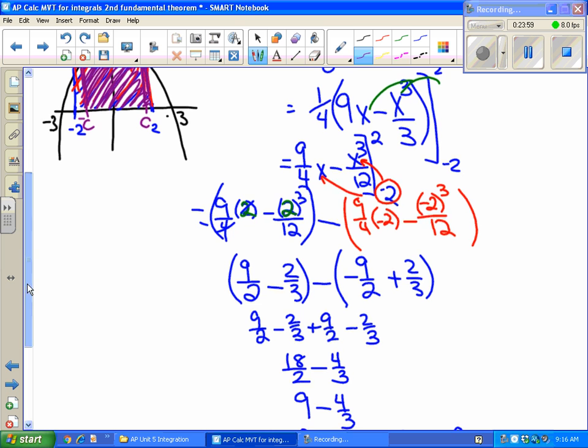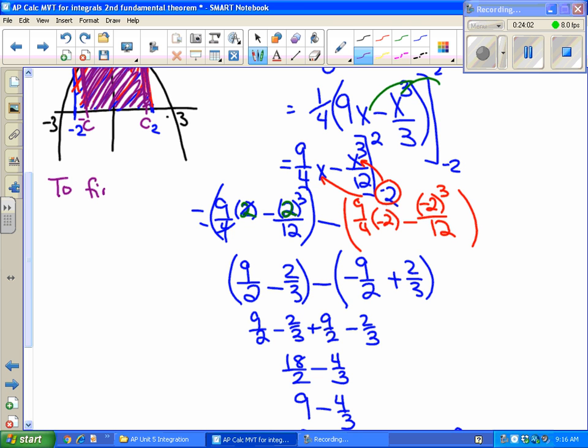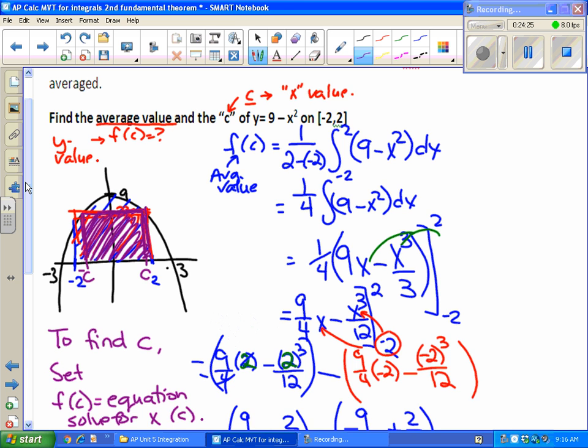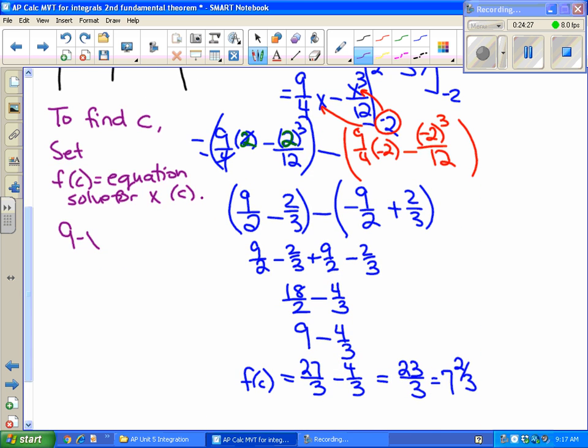All right, so what I need to do next to find c, set f of c equal to the equation and solve for x. So what was the equation that I was working with? 9 minus x squared. Okay, so I'm going to say 9 minus x squared, set that equal to the answer we just got, which is 23/3. I'm going to end up probably with some kind of yucky looking fraction square root thing. Well, let's just finish it.